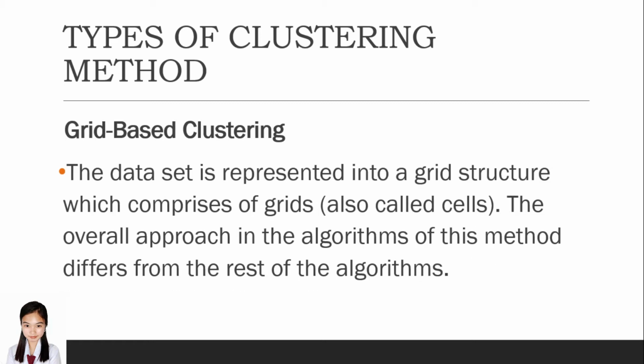Another clustering method is grid-based clustering. In this method, the data is represented in a grid structure which comprises grids, also called cells. The overall approach in the algorithm of this method differs from the rest of the algorithms. They are more concerned with the value space surrounding the data points rather than the data points themselves. One of the greatest advantages of this algorithm is its reduction in computational complexity. This makes it appropriate for dealing with homogeneous datasets.